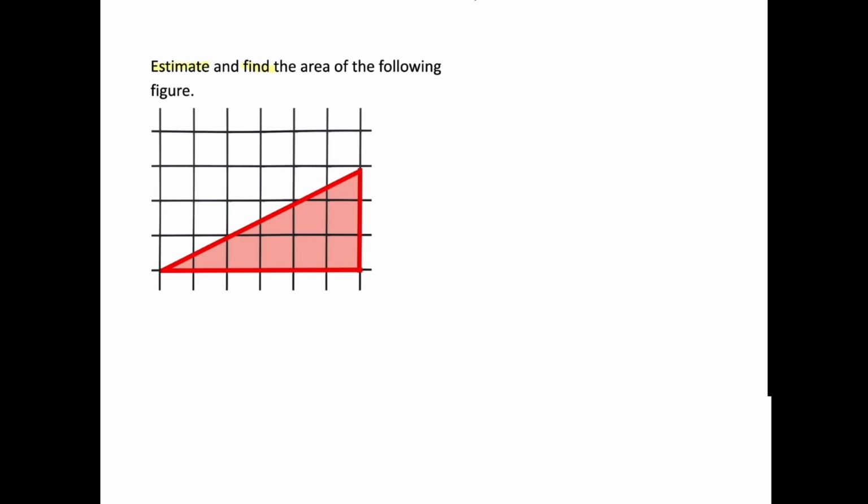When you find area, you're finding how many square units fit in the inside of a figure. We can estimate by counting how many square units we see. I see 1, 2, 3, 4, 5, 6 whole squares. These 2 make 7, these 2 make about 8, and these 2 make about 9. So we can say the area is about 9 square units.